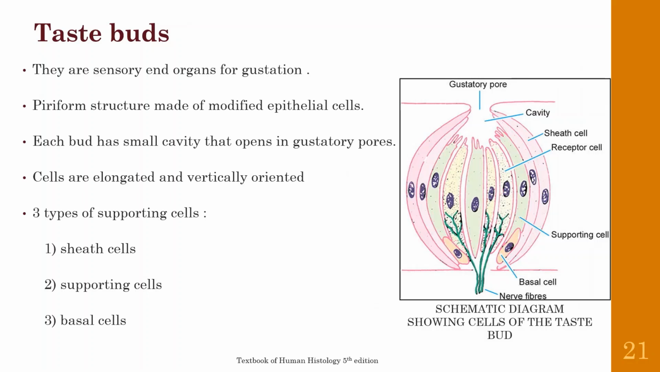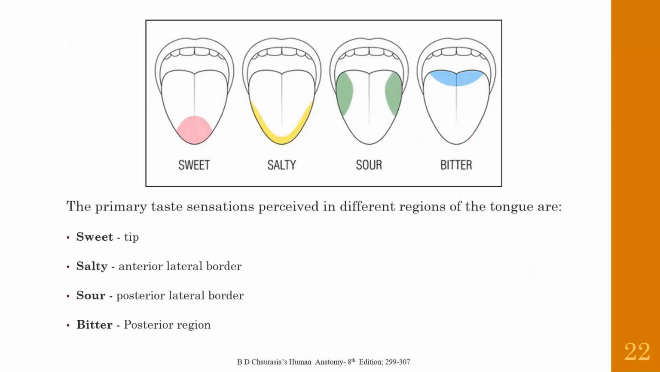Each bud has a small cavity that opens in gustatory pores. Cells are elongated and are vertically oriented. There are three types of supporting cells: sheath cells, supporting cells, and basal cells. The primary taste sensations perceived in different regions of the tongue are sweet, which is felt at the tip of the tongue, salty at the anterior lateral border, sour at the posterior lateral border, and bitter at the posterior region.